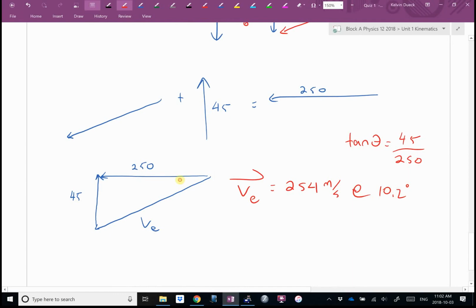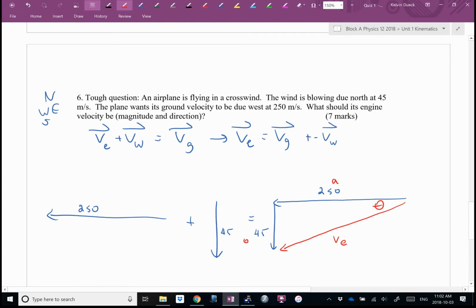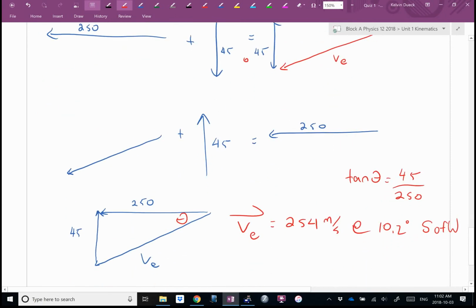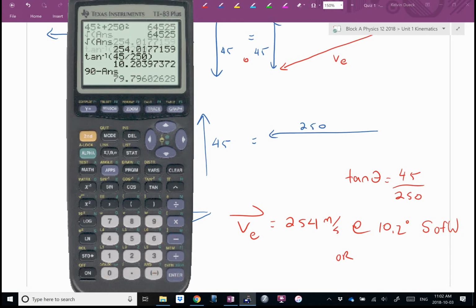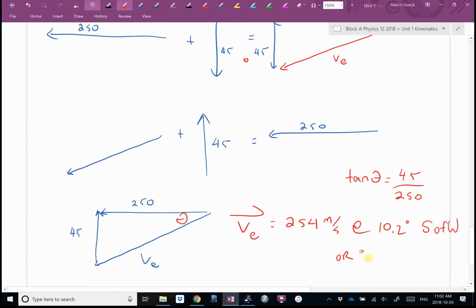North of south, east of west, what of what? This looks like it's south of west. Does that make sense? Yeah, it's getting pushed north, so they have to point south. Or 79.8 degrees west of south, but the same magnitude.